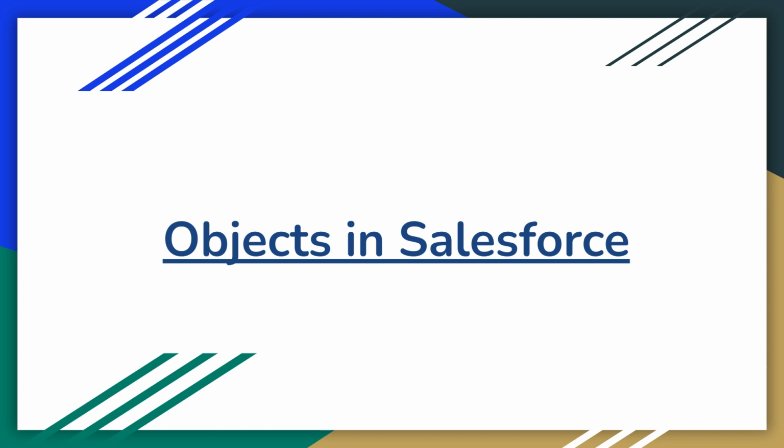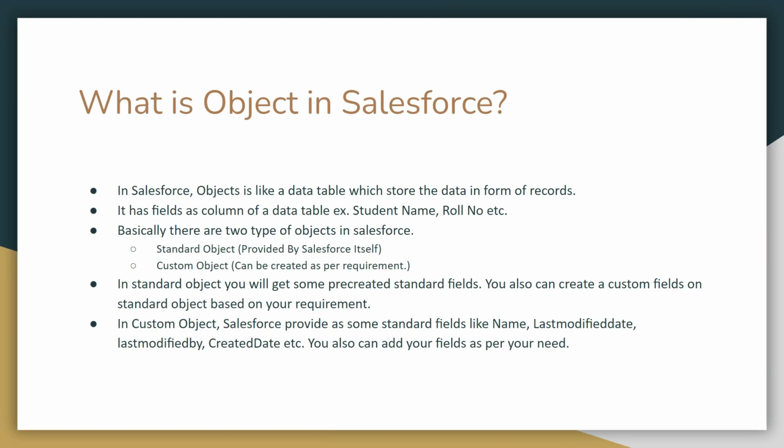Today we are going to discuss objects in Salesforce, how we can create a custom object, and also how we can create a custom field in an object. In Salesforce, an object is nothing but a data table in which you can store your data in the form of records. For example, you want to store the data of a student, so you can create an object as Student, and you can also create fields like student name, roll number, address of the student, father's name, mother's name, etc.